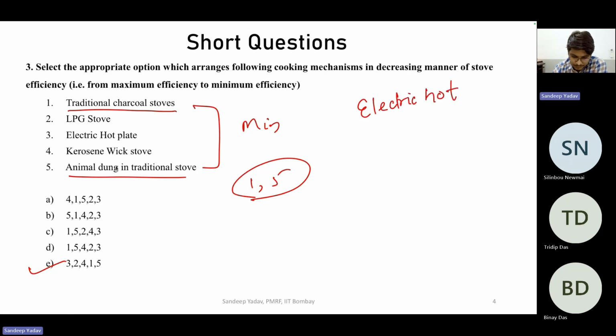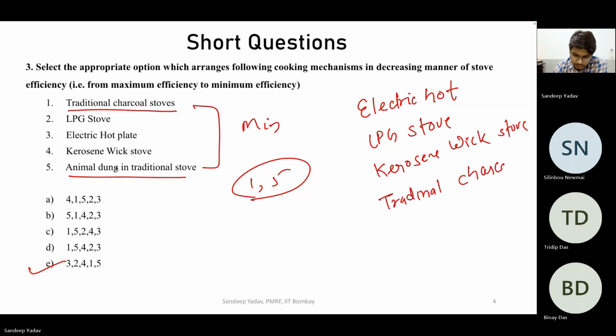Electric hot plate is the most efficient, followed by LPG stove, and then followed by kerosene wick stove, followed by traditional charcoal, and finally animal dung. So one thing if you will notice in that, these technologies are in the increasing order of their existence. First thing that existed is the animal dung, followed by the traditional charcoal based stoves, then the kerosene wick stove, and as more R&D has developed, we have developed the LPG stove, and finally the electric hot plate. So if you will see, the animal dung was the 5, and will be the 1, kerosene was the 4th, LPG stove is 2, and electric plate is 1. So right option will be E. I hope this is clear.